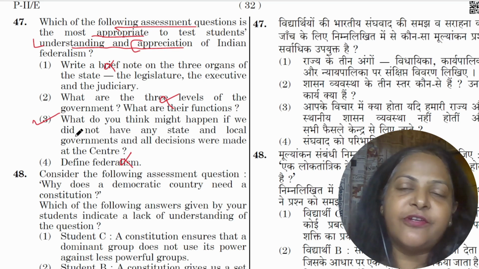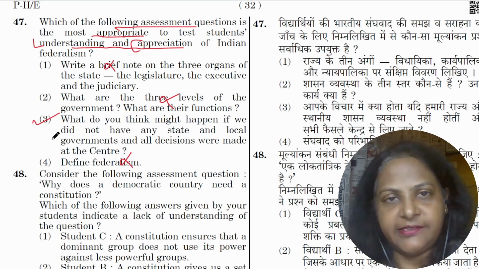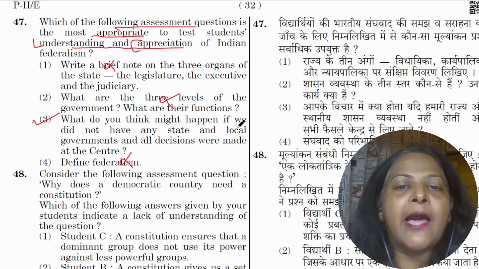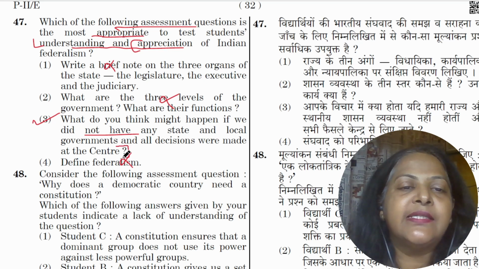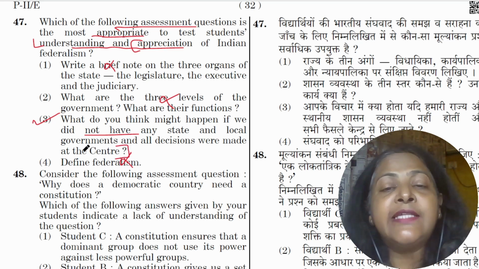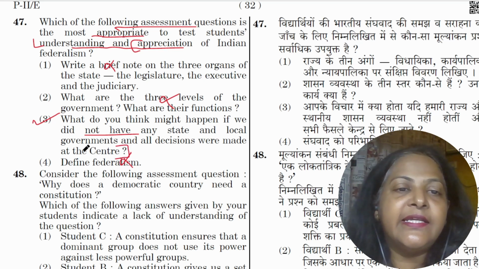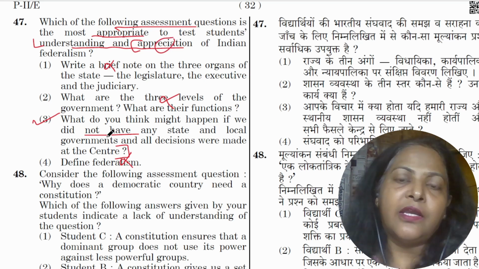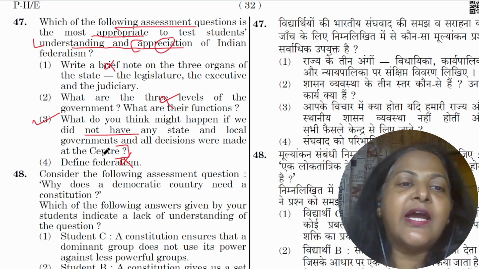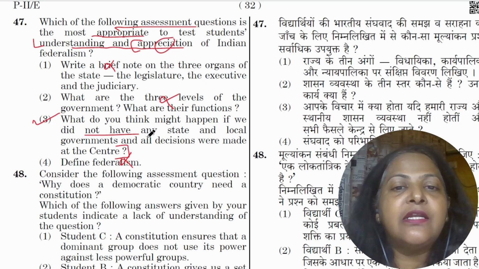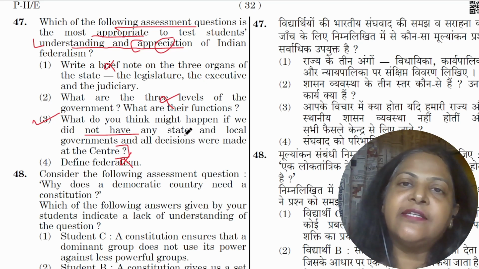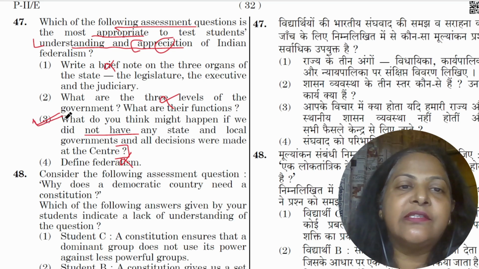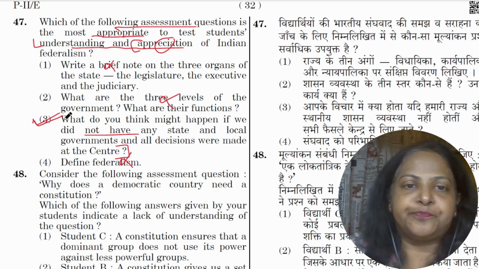You can tick it, not even read it and go ahead, but let's read it. What do you think might happen if we did not have any state and local government and all decisions were being made by the center? So this helps you to understand. So understanding is needed, maybe even analysis is needed, but appreciation is needed. It forces the child to appreciate what the local and the state governments are doing. So the correct answer is 3, and the reason is this.